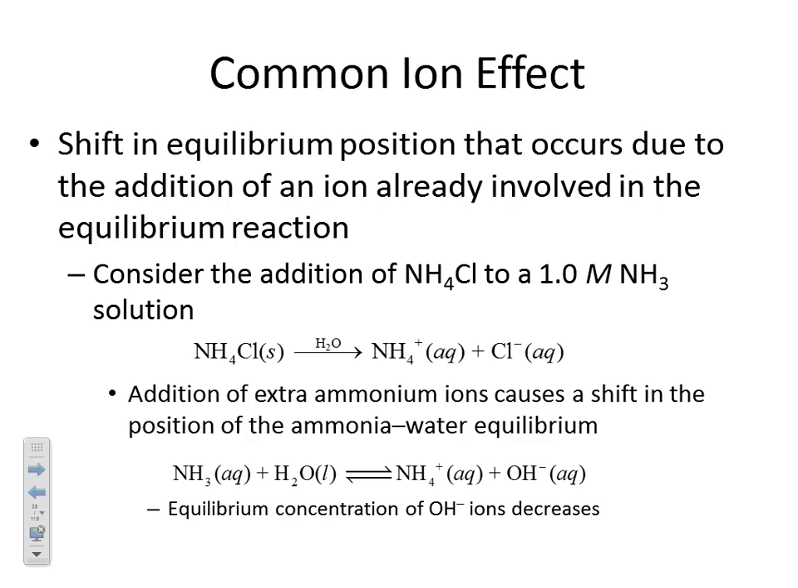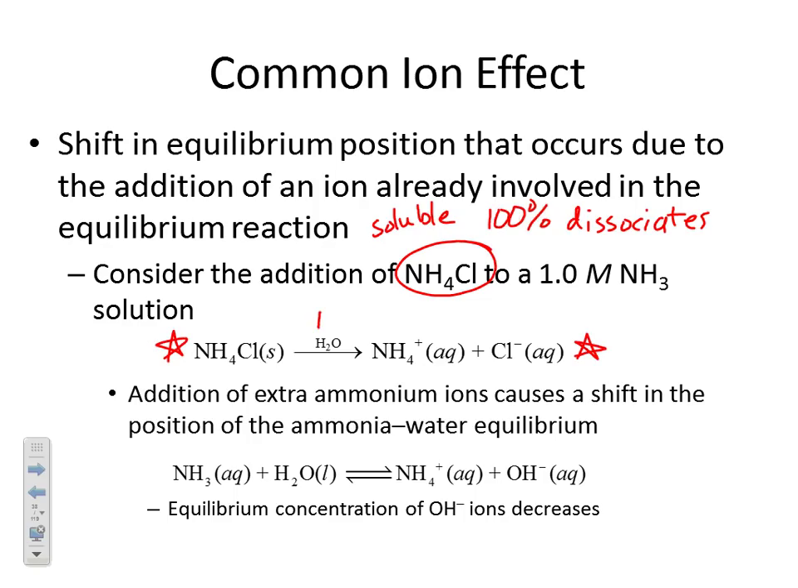So this example problem right here says consider the addition of ammonium chloride to 1 molar ammonia solution. Now, ammonium chloride, NH4Cl, is soluble, so it 100% dissociates. So when you put ammonium chloride in an aqueous solution, you get this process happening 100%. Which means that you don't really have NH4Cl anymore. What you really have is a whole bunch of NH4+ and Cl- ions, right? Ammonium chloride is a soluble salt. It 100% dissociates into its ions. So you really have a lot of ammonium and chloride in solution.